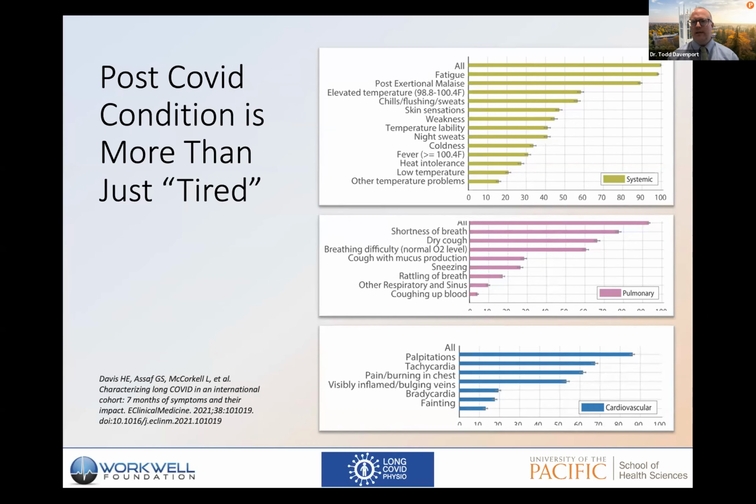And post-exertional malaise is a whole constellation of different symptoms, including palpitations and tachycardia, orthostatic intolerance, shortness of breath, non-productive cough, even despite normal blood oxygen levels. There's difficulty breathing. There's sensation of weakness. There's chills and sweats and elevated temperature. And so you can get the sense that the fatigue that we're talking about with post-COVID condition, at least in a subset of folks, is more than just fatigue.